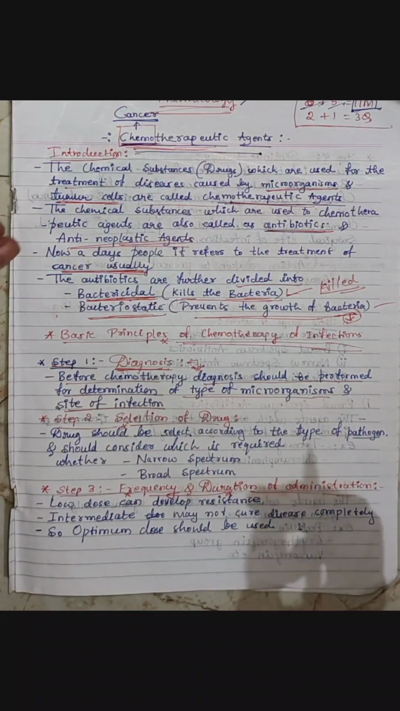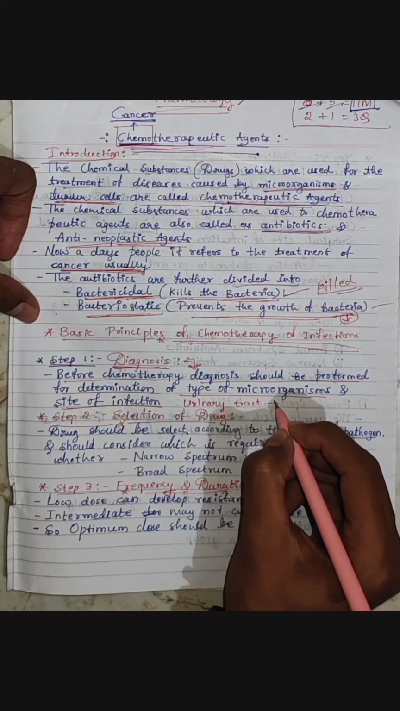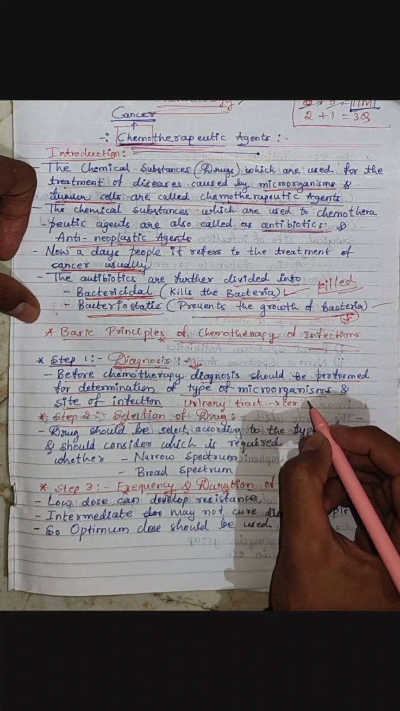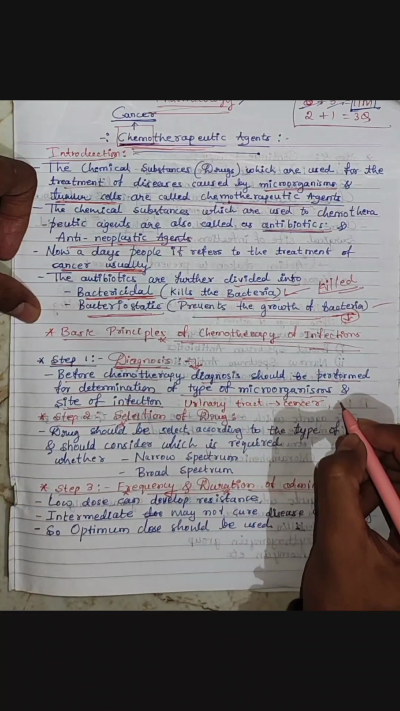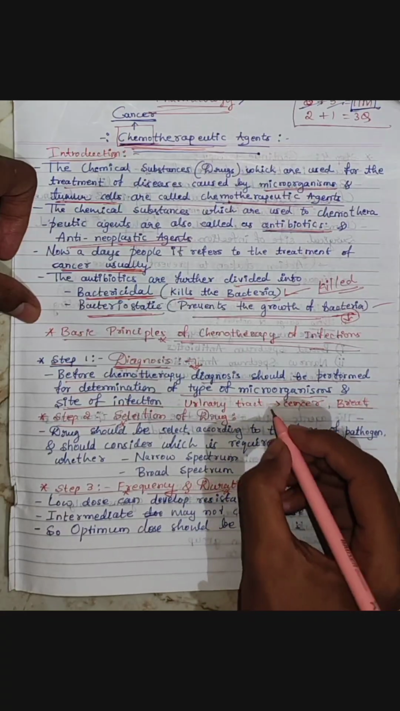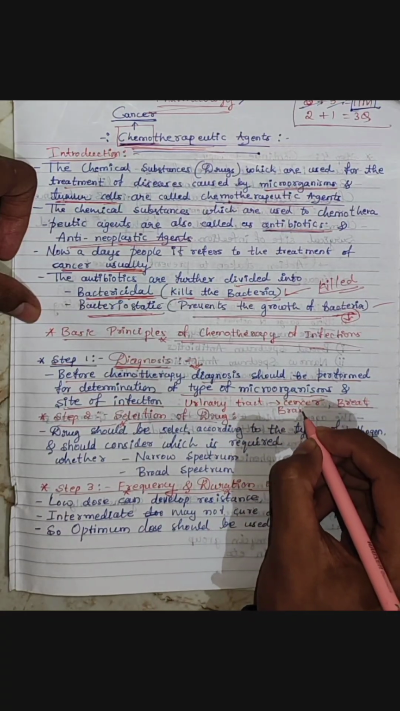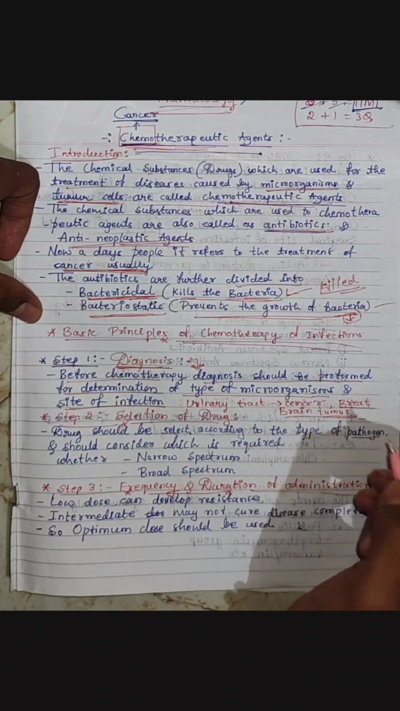Chemotherapeutic diseases occur heavily in the urinary tract, like cervical cancer, fallopian tube cancer, etc. In the breast, especially breast cancer, brain tumor, etc. Brain tumor means brain cancer.